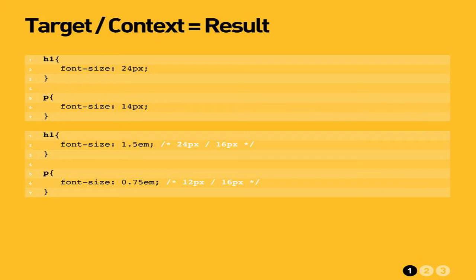So we start off with a very simple H1. You're trying to get it to 24 pixels. That's the design your designer did in Photoshop. He wants it to be 24 pixels.